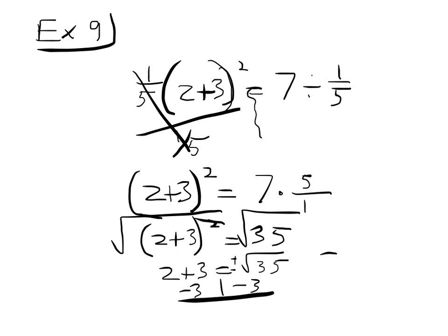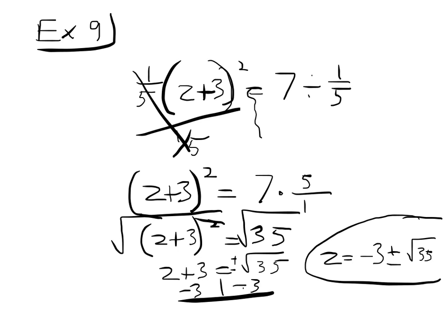So my answer on this is going to be z is equal to negative 3, and then plus or minus the square root of 35. Again, I leave it as the square root of 35 because 35 is not a perfect square. So it's going to be an irrational number, a decimal that doesn't repeat and goes on forever. Therefore, just leave it in radical form.